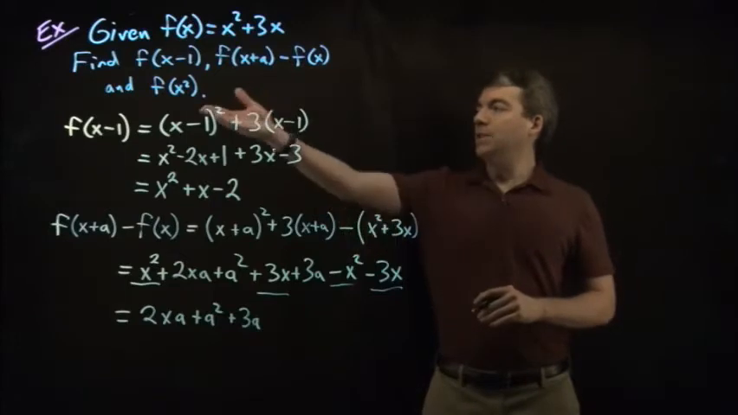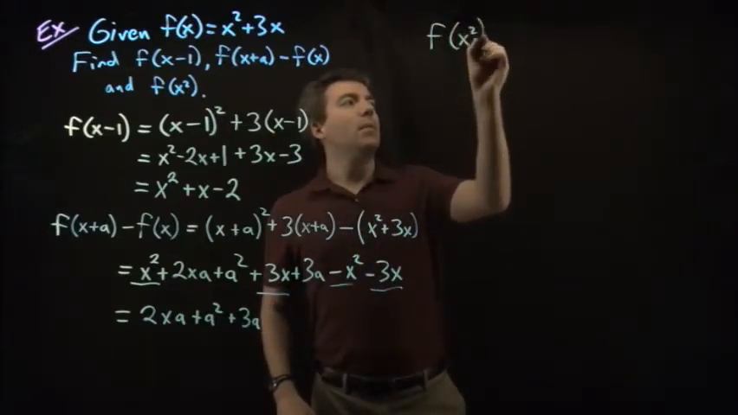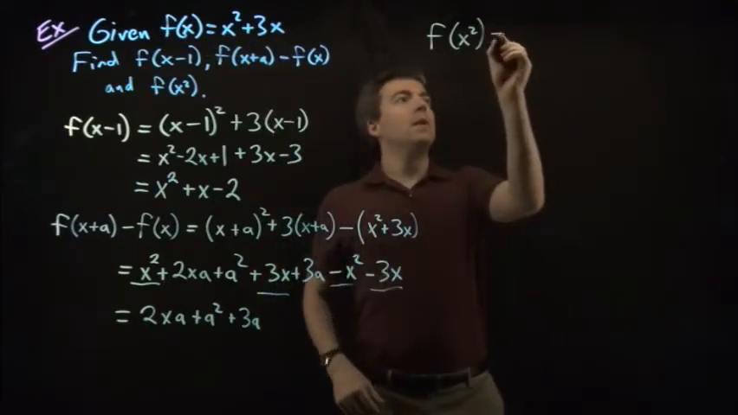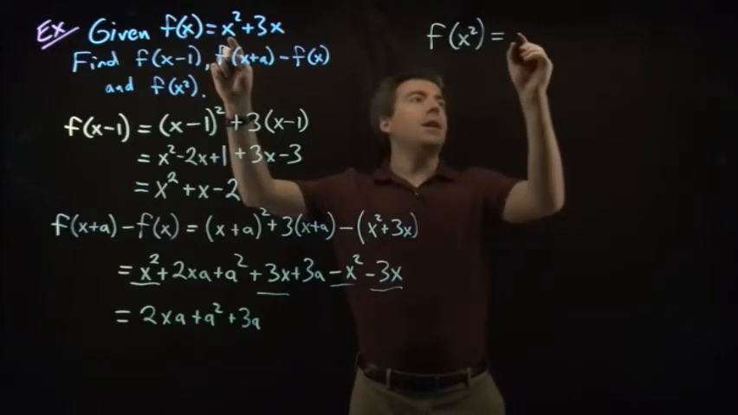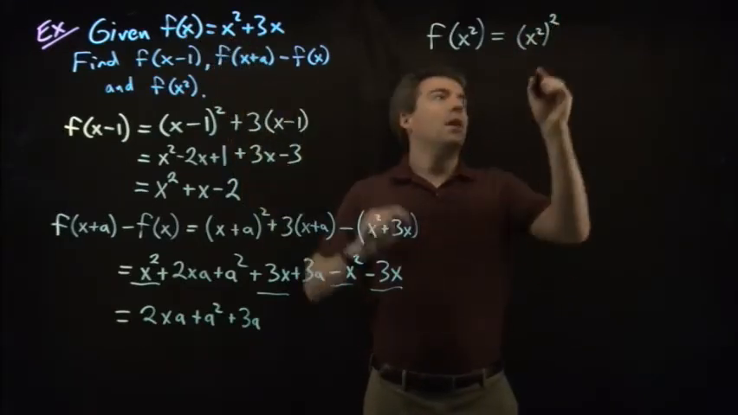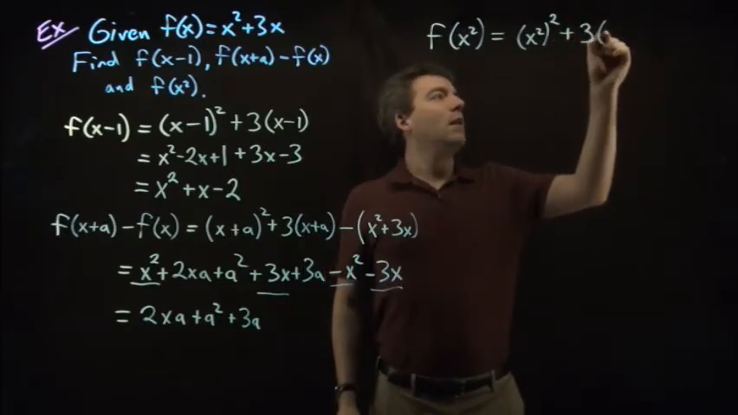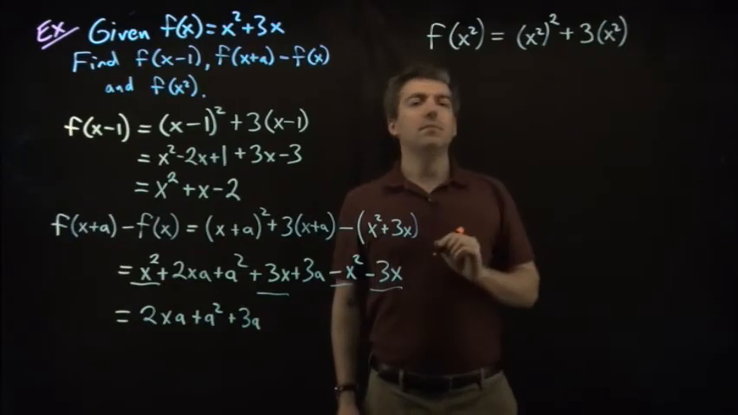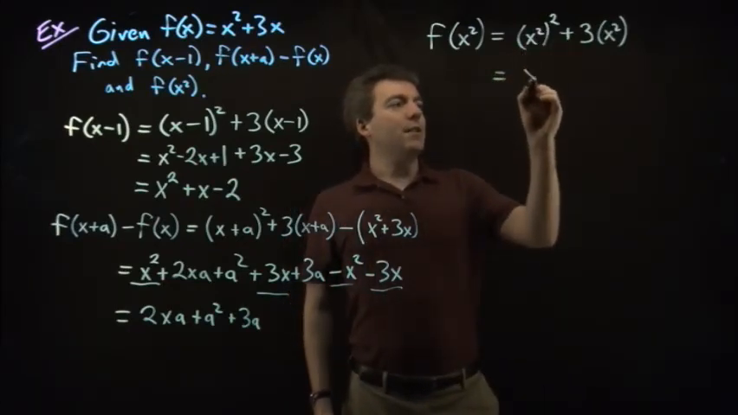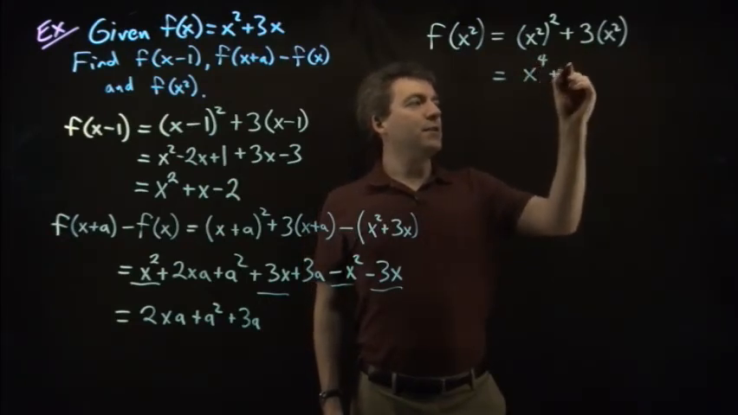All right, let's do the last one, f of x squared. So we're giving to the function the argument x squared. So we have x squared, squared, plus 3x squared. Right. x squared squared is x to the 4th. And 3 times x squared is just 3x squared.